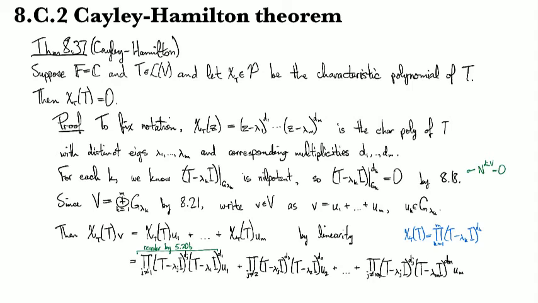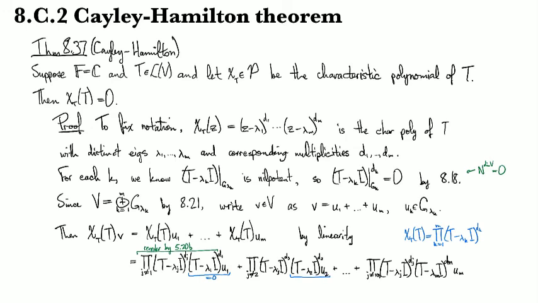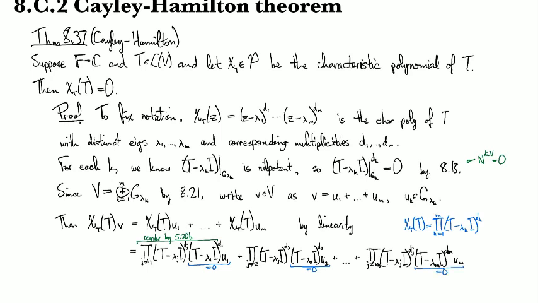Okay, and then looking at these, here we've got u1 in the λ1 generalized eigenspace, so this here is going to get killed. And u2 is in the λ2 generalized eigenspace, so this is going to get killed, and so on and so forth. So we end up with zeros. The end. So that shows you that χ_T(T) is the zero operator.